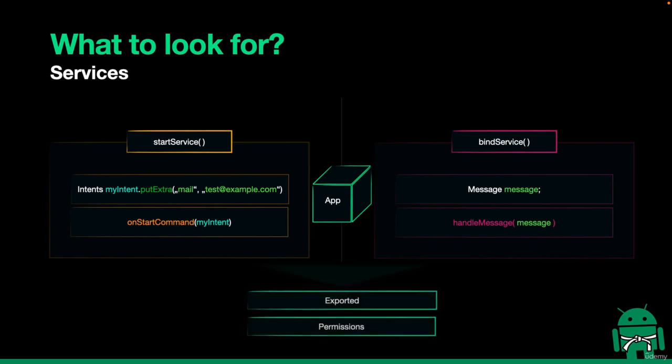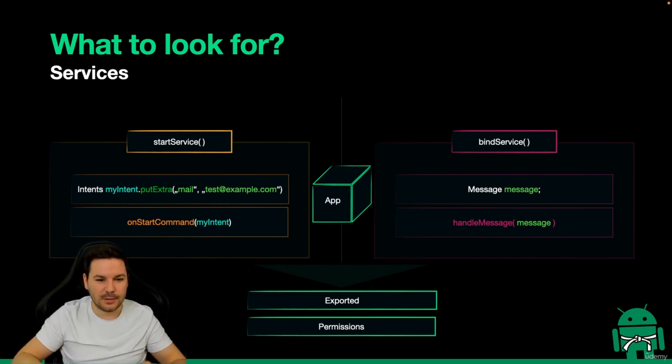To attack a service, once again, the service has to be exported, and we need to have the permission to interact with this one. If it's using a custom permission, no problem, until the protection level becomes signature. Then we are having a little bit of a problem. But unless the protection level is set to signature, we might be able to interact with this one if it has been exported. Okay? Perfect. Because this is everything we need to know about the service.